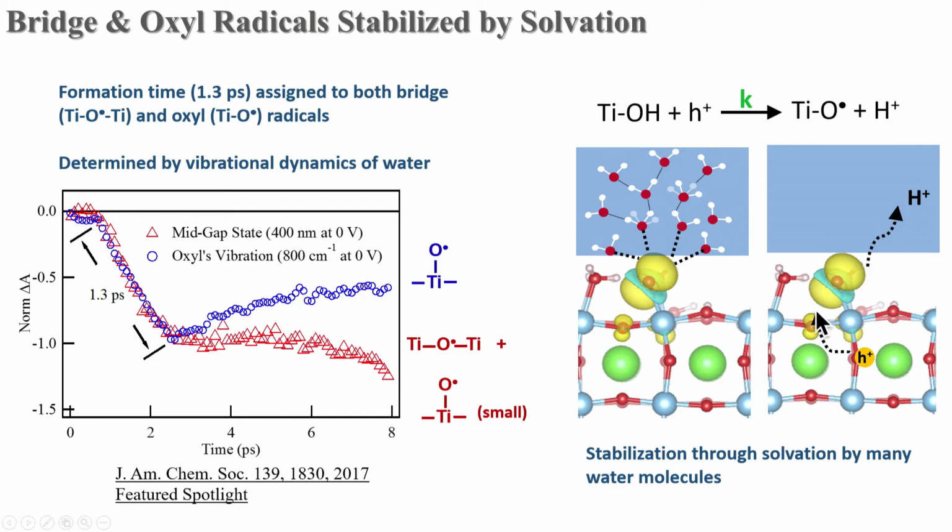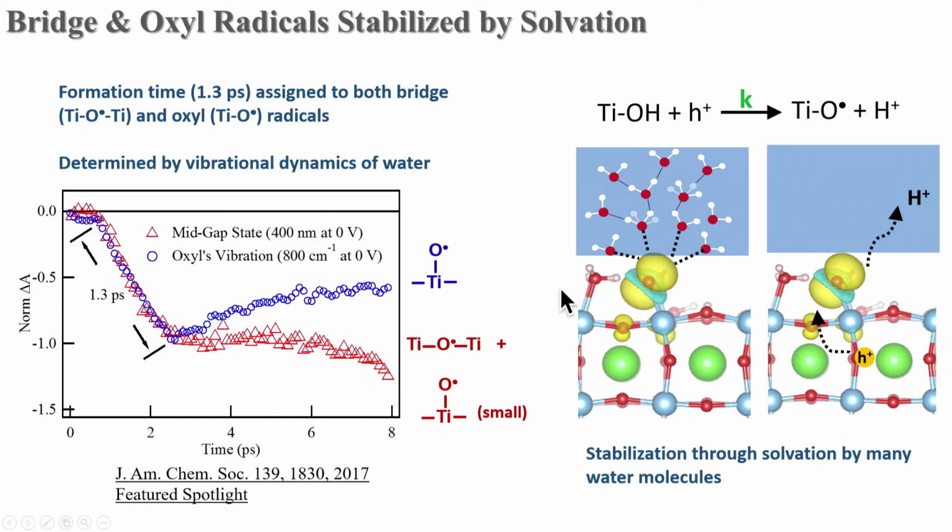Now, the more usual way to describe the stability of these radicals is if a hole is trapped there, a proton leaves and creates a local lattice distortion. While certainly that'll happen, especially for creating the Oxyl radical, what we're observing by these time constants is essentially that many water molecules are also involved in stabilizing these intermediate species.